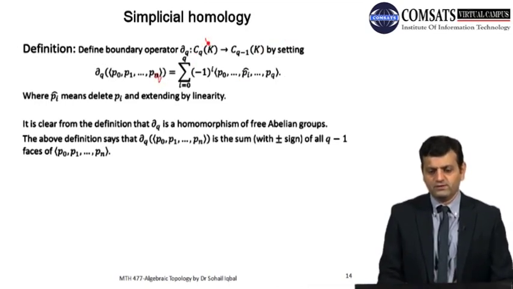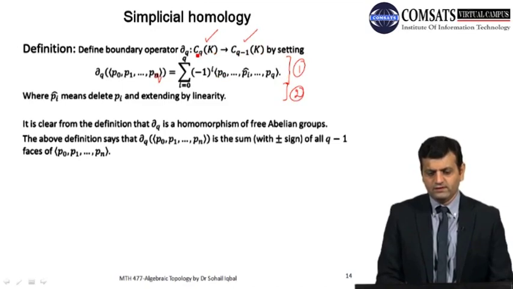Consider this free abelian group C_q(K), and we can define a map, the boundary map, from C_q(K) to C_{q-1}(K). We define it in 2 steps. In the first step we define the image of any q simplex of C_q(K), and in the second step we extend it to the whole of C_q(K) by linearity. So given any q simplex, we define its boundary. We have already seen how to define the boundary.